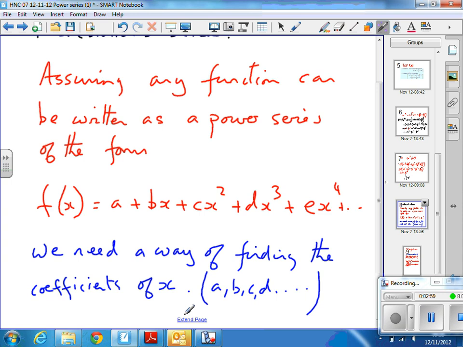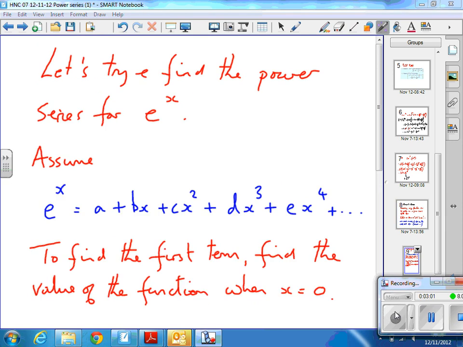So let's look at an example. Let's try and find the power series for e to the x, which is what we started with at the beginning of today. So let's arrive at this power series for e to the x. As it said on the previous slide, we're going to assume that e to the x, this function that we want to represent, which is in terms of x, can be written as a plus bx plus cx squared plus dx to the 3 plus ex to the 4, and so on.